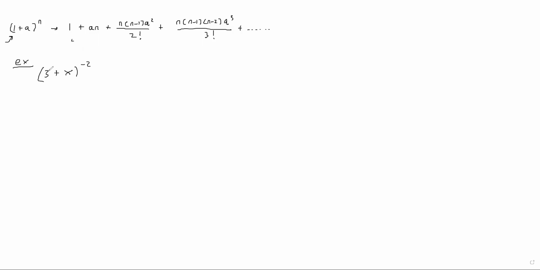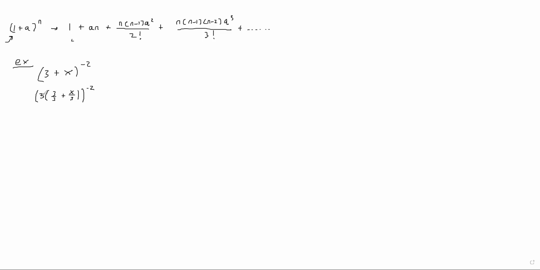So what we do here is that we have to make the 3 here into 1. So how do we get that? Simple. Just divide it by the constant value, which is 3. So we're going to end up with a bracket, 3 over 3 plus x over 3. In that case, we have to put 3 outside, right? So 3 in here. And then everything is to the power of minus 2.